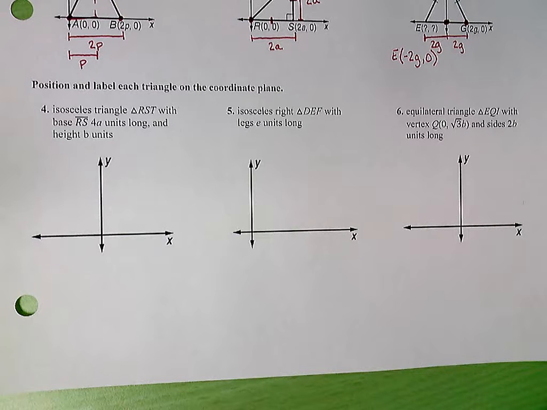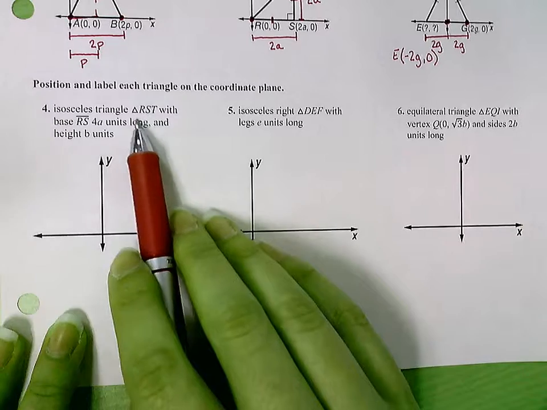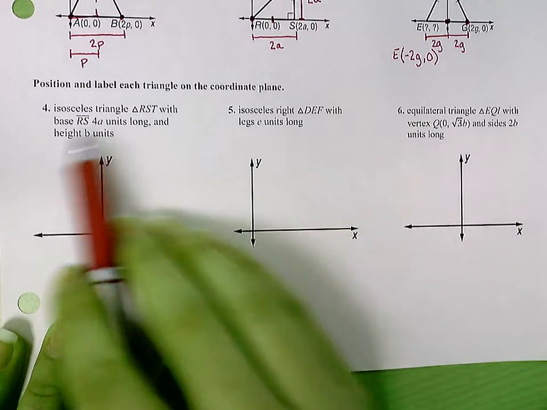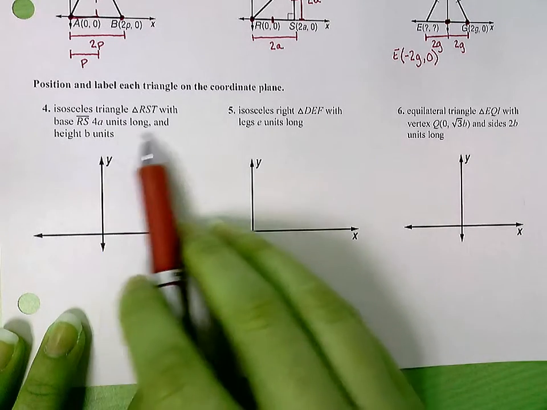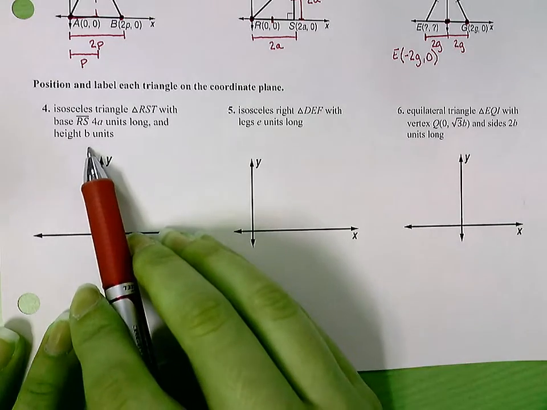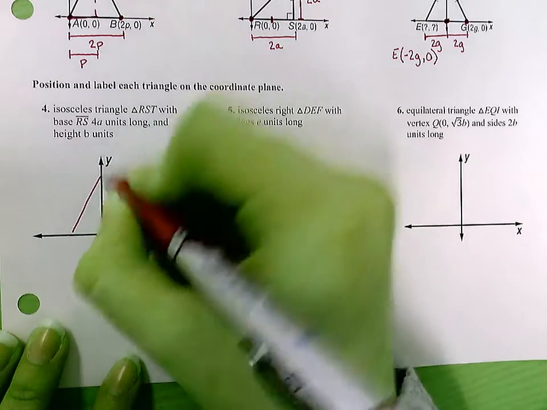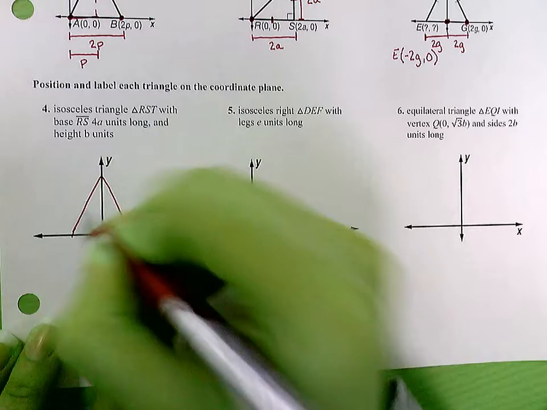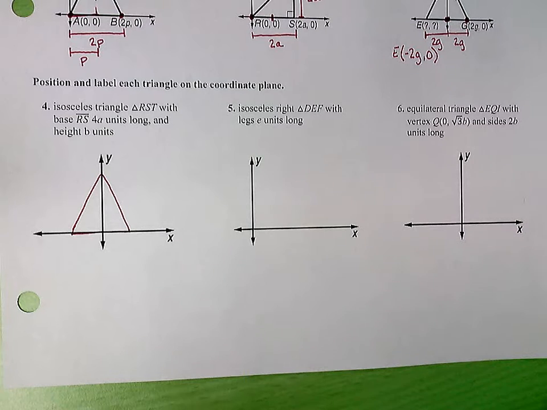Okay, so you could have different examples. Your points will just be a little bit different. So for number 4, we want to draw in an isosceles triangle, okay, RST, with a base of RS, that's 4A units long, and a height of B units. Okay, so I'm going to draw this out this way. Okay, using my origin kind of as that center point in my base.